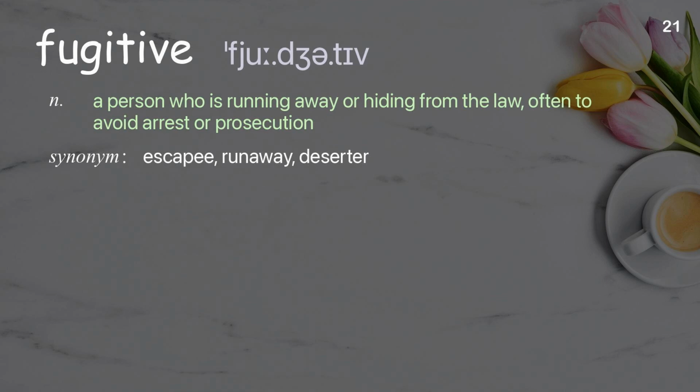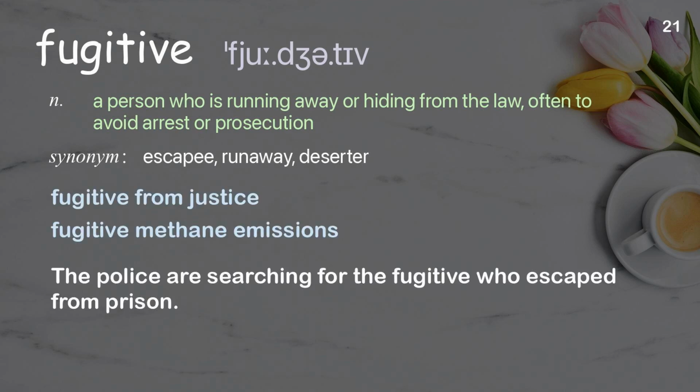Fugitive. A person who is running away or hiding from the law, often to avoid arrest or prosecution. Examples. Fugitive from justice. Fugitive methane emissions. The police are searching for the fugitive who escaped from prison.